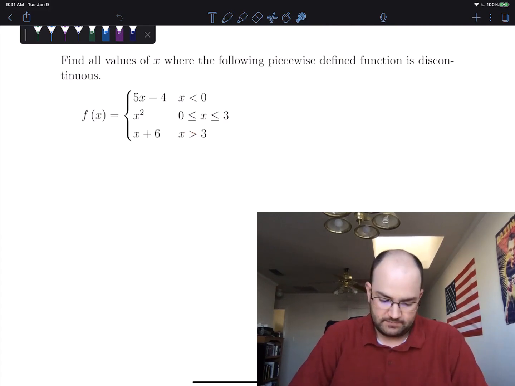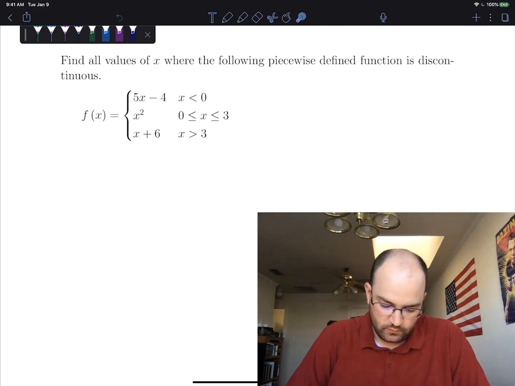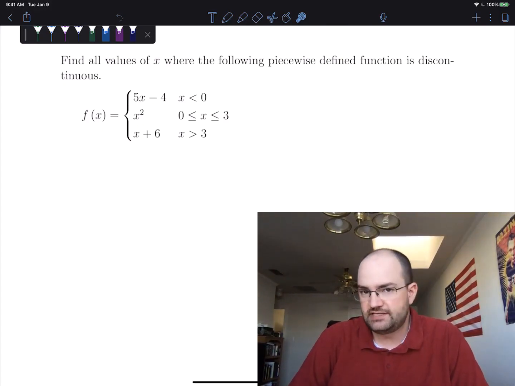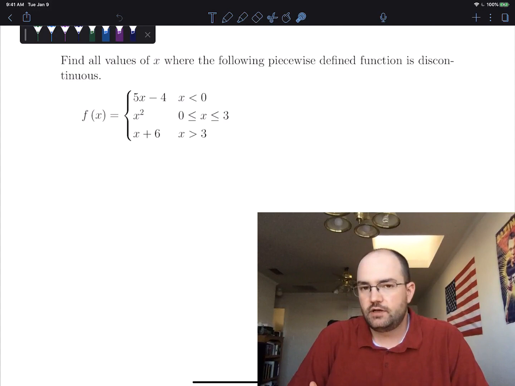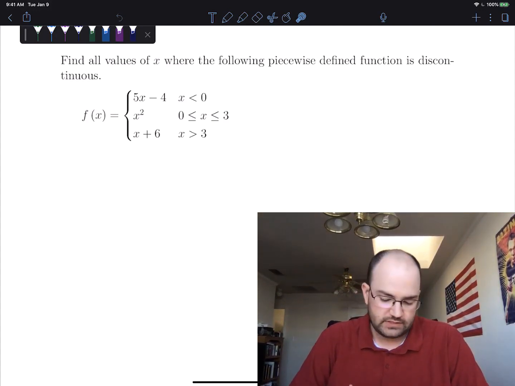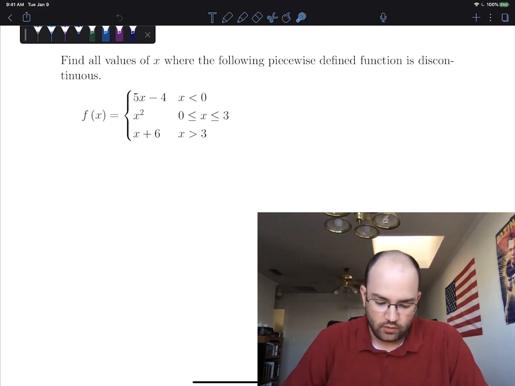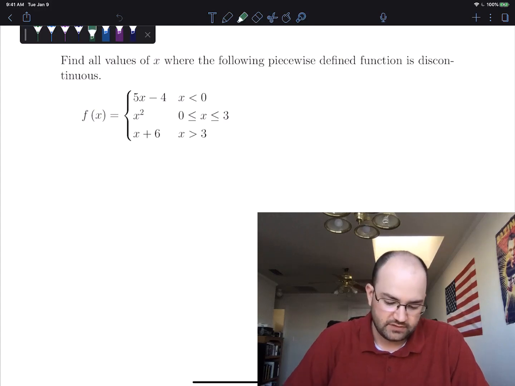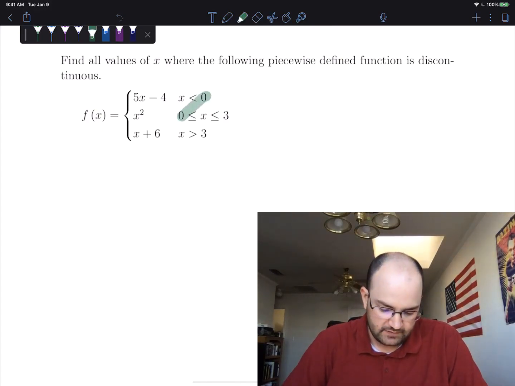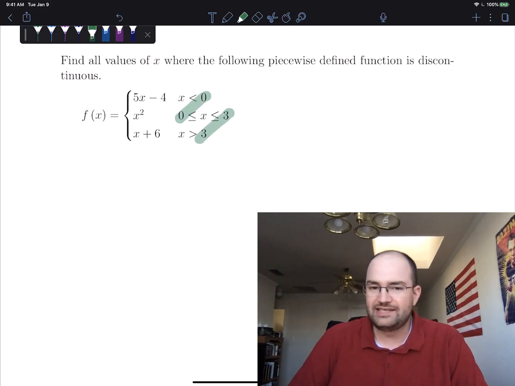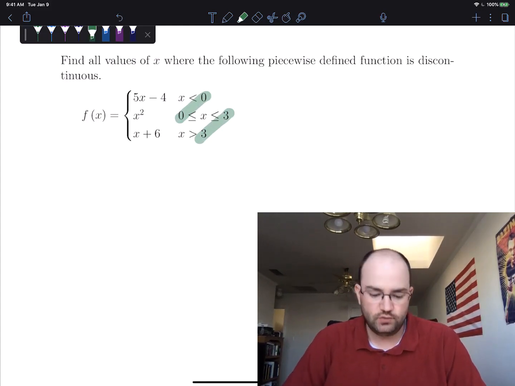Now here's the thing. When we have all of these definitions as polynomials, polynomials are continuous everywhere. So anywhere where these are defined, the function is in fact continuous in those regions. It's only at these boundaries where we might have some discontinuities. So if you notice, we have 0 and 3 as the possible points of discontinuity.